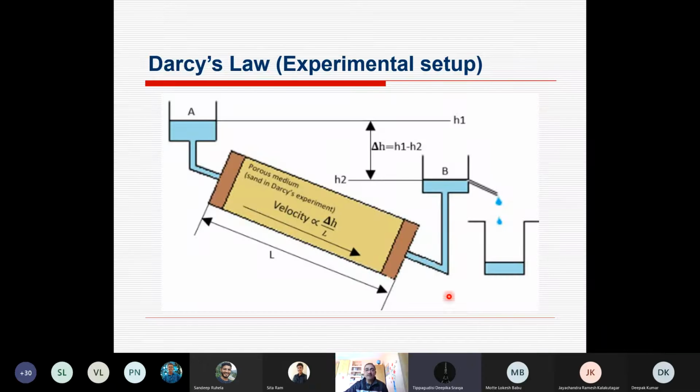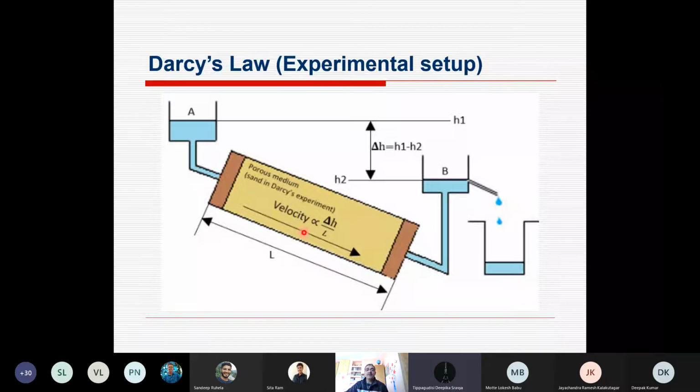Now, this was the original setup which was used by Darcy in 1956. The porous medium, sand, was filled. There were two means: input side pressure condition and output side pressure condition. The output side was measured simply as H2, and in the flow side it was H1. So the difference in head is delta H, H1 minus H2.